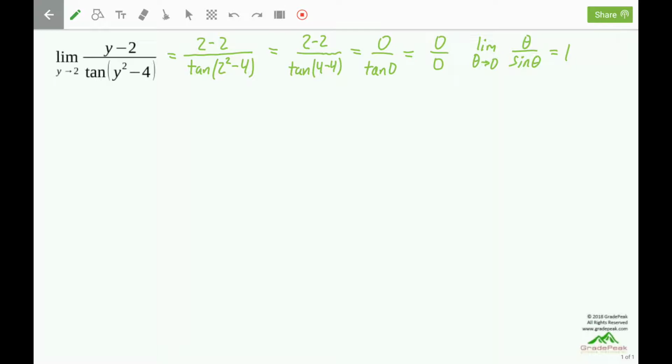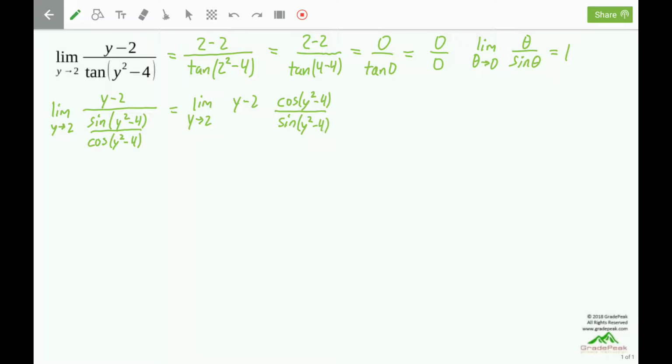The first thing we need to do is change any non-sine cosine functions into sines and cosines. That's going to be the tangent that's in the denominator. So I'm going to leave the numerator alone for now, and I'm going to rewrite the tangent as the sine of y squared minus 4 divided by the cosine of y squared minus 4. Since we have a fraction in the denominator, our next step will be to reciprocate that fraction and multiply it with the numerator. So that'll be cosine of y squared minus 4 divided by the sine of y squared minus 4.